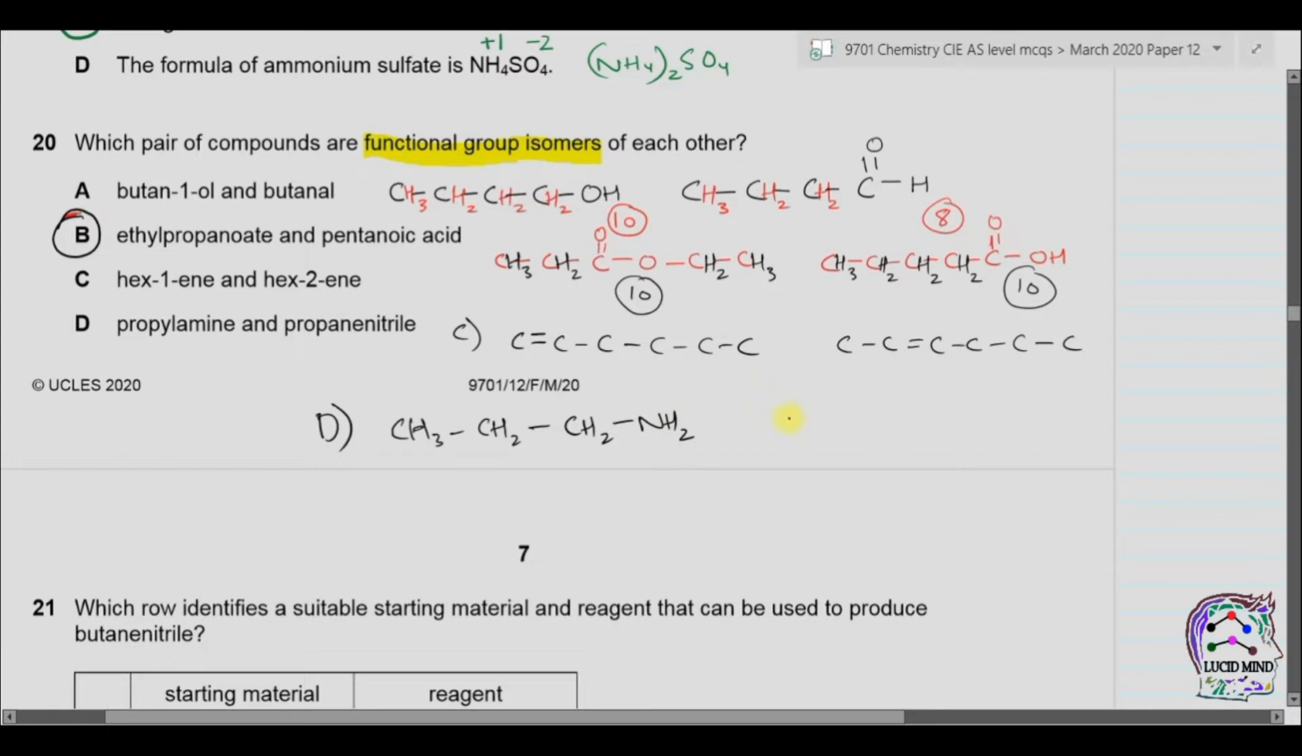And propanenitrile. As you can see, the number of hydrogens are not equal, so therefore they are not the isomers of each other.